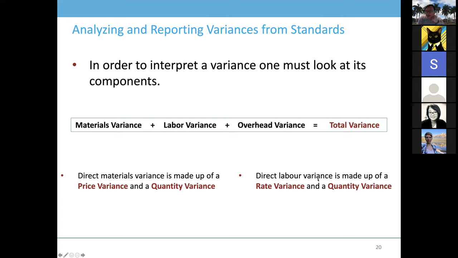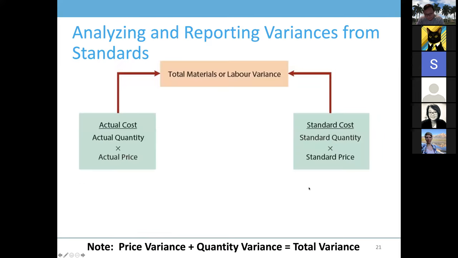And for labor variance, we are being really nice. We are not saying I'm selling my labor, right? I'm selling my hours. So we are not using the price variance. We are using a different word, rate variance. Okay, rate variance. It's the same idea, right? How much do you pay per hour? And then a quantity variance, okay? So let's take a look at each here, okay?